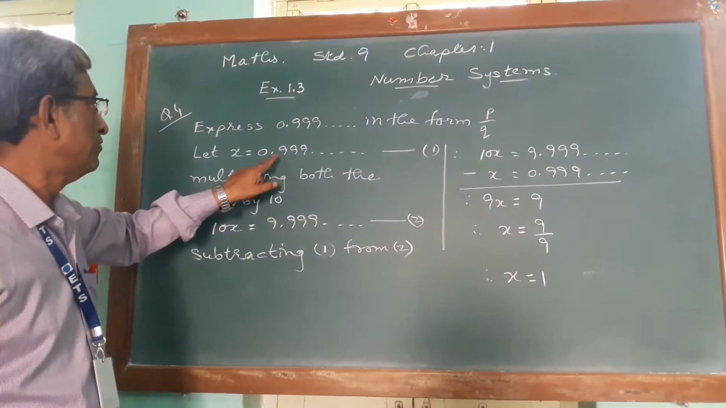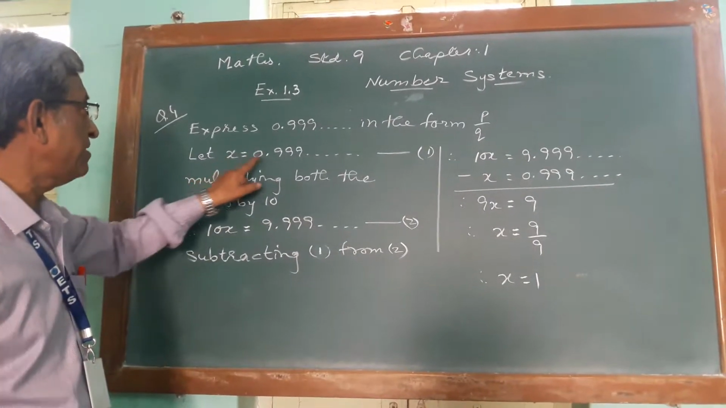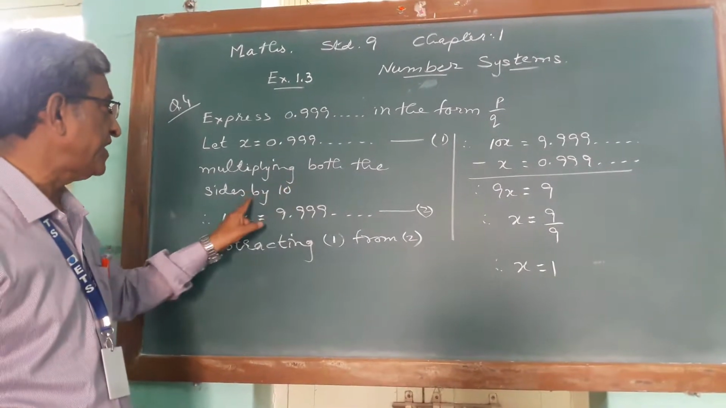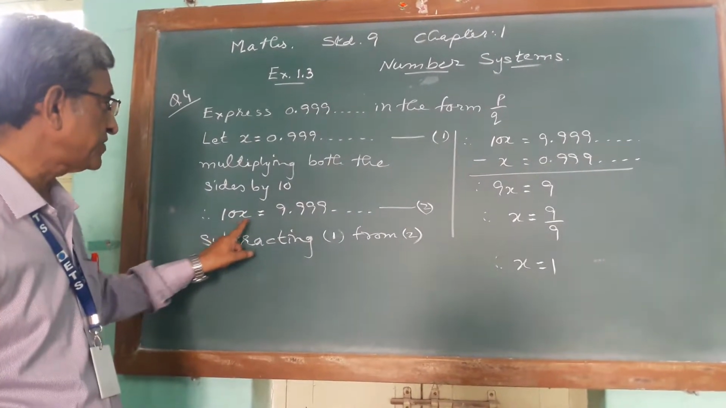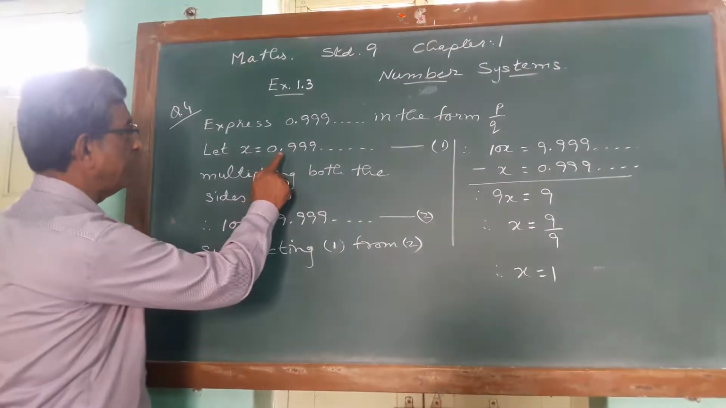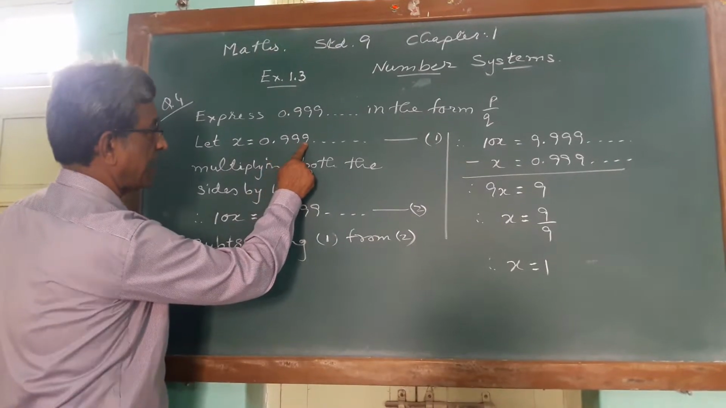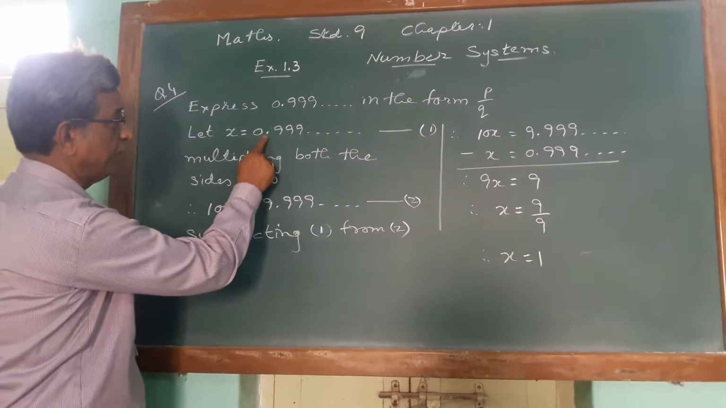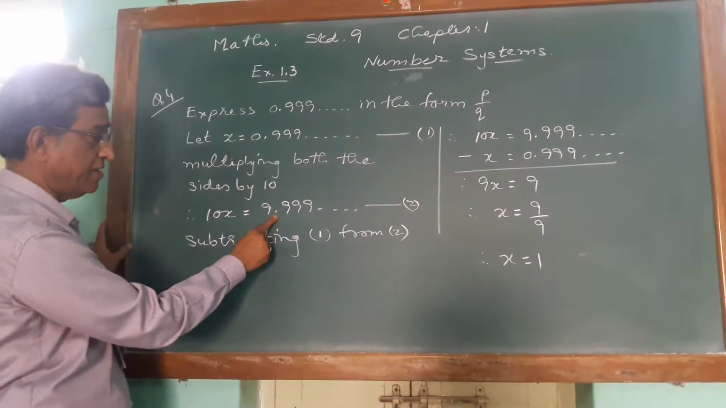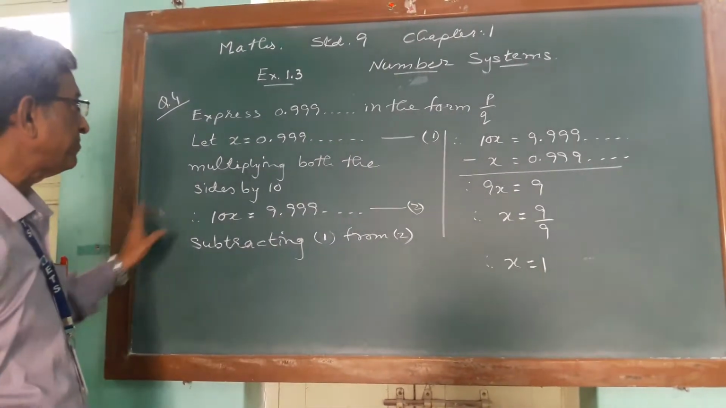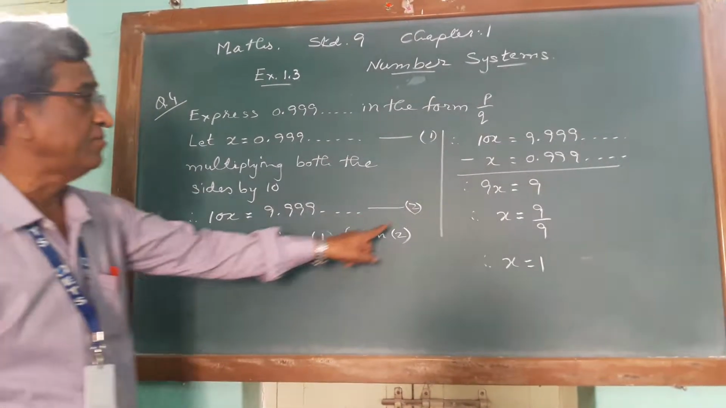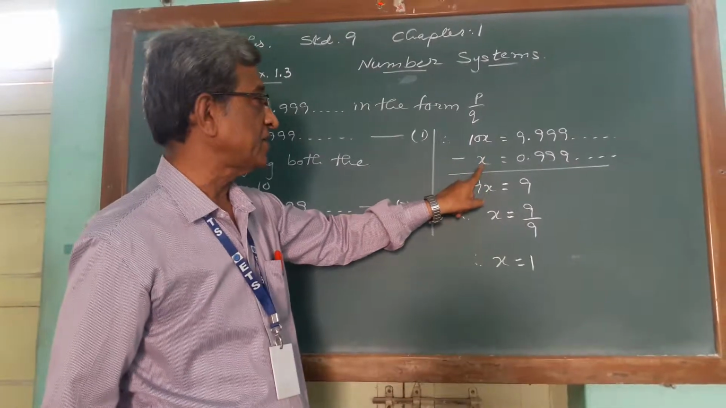That is one digit. So you have to multiply both the sides by 10. Multiplying both the sides by 10, so 10x is equal to 9.999 recurring. If you multiply 0.999 by 10, the decimal point will move one digit and it will come here, 9.9. Now you have to subtract equation 1 from 2. Subtracting 1 from 2.